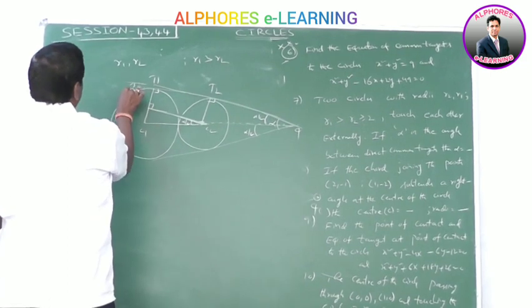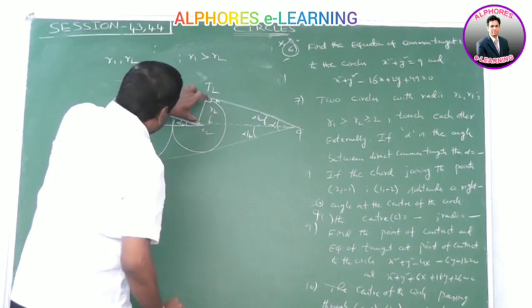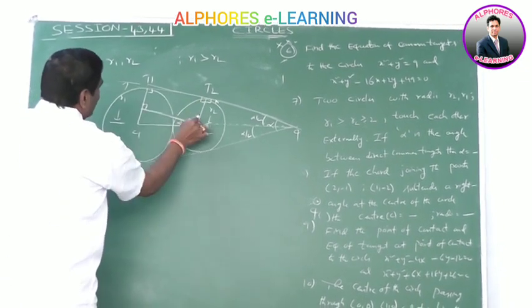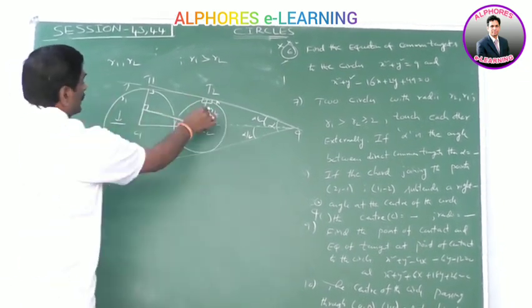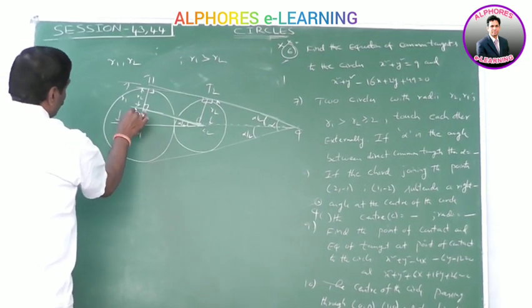This radius is R1, and this radius is R2. It is a rectangle. This angle is 90, this angle is 90, this angle is 90. It is a rectangle, and opposite sides are equal. This is R2, so this is automatically R2. Okay. What is the value of this one?